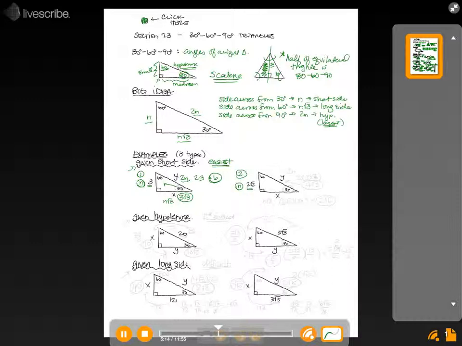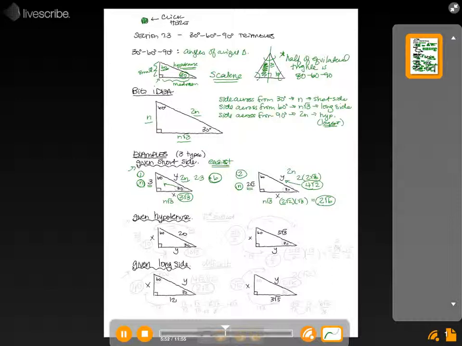Now, to find x, that's the long side because it's across from the 60. So it was N root 3, but in this case, N is 2 root 2. So we're going to take 2 root 2 times root 3, we multiply those together, and we get 2 root 6. Okay, there's our x, 2 root 6. To get y, that's the hypotenuse, it's 2N, so it's 2 times 2 root 2, which gives us 4 root 2. Okay, so there's our answer for y.